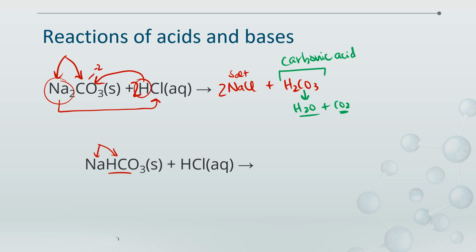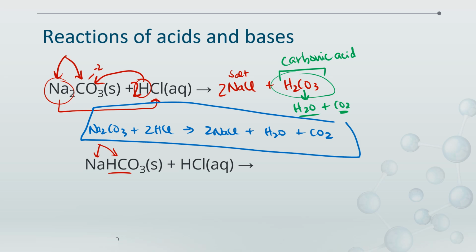When you write a balanced equation showing the reaction between an acid and a carbonate, do not leave carbonic acid in your formula, in your balanced equation. What you need to write instead is sodium carbonate and hydrochloric acid produce salt and water and carbon dioxide. This is the correct answer. This is not the correct answer.